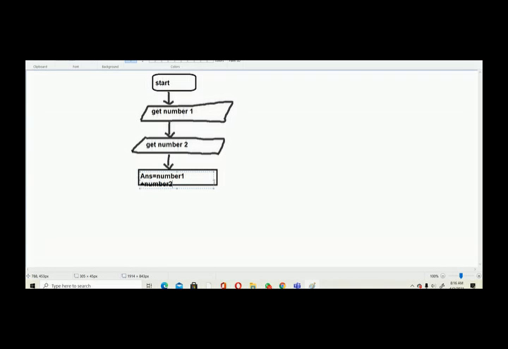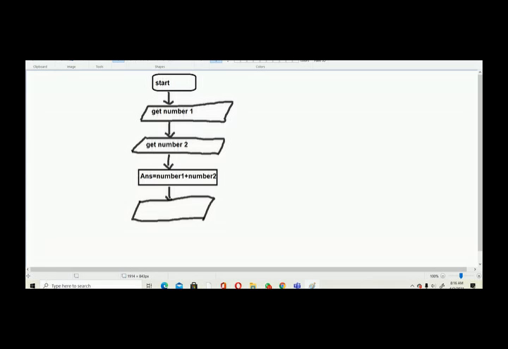Okay, so that is my answer: number 1 plus number 2. So next, what should I display? The output. What is your output? The result, answer 3. Very good. So you have to display the answer. Then you can write display the answer.